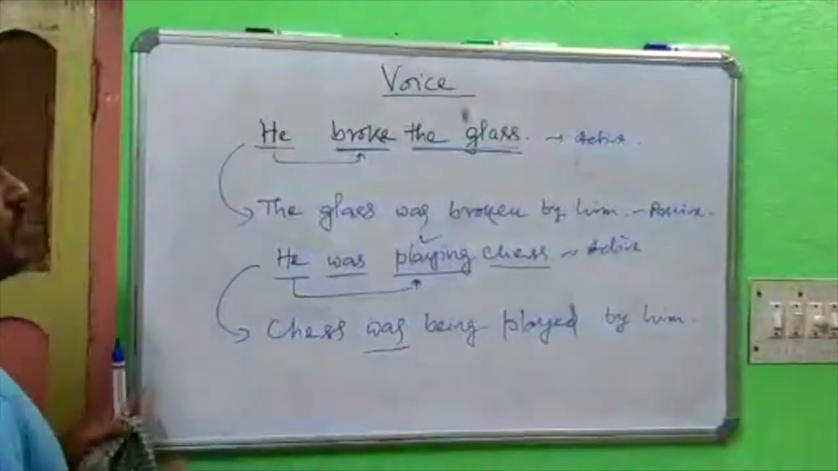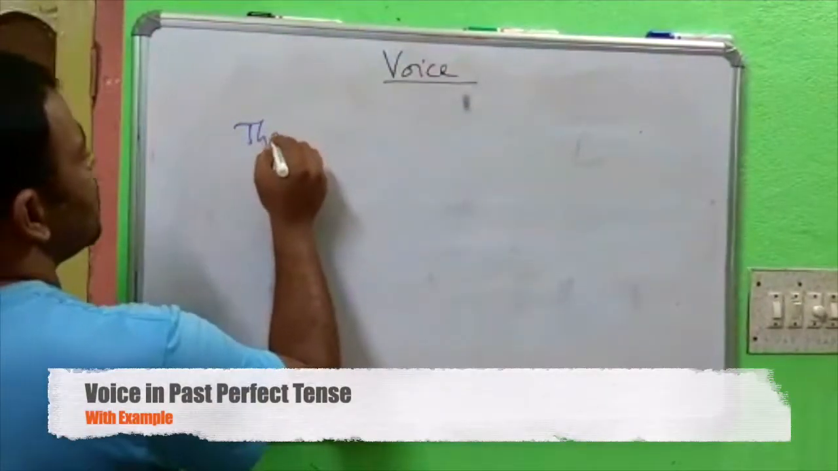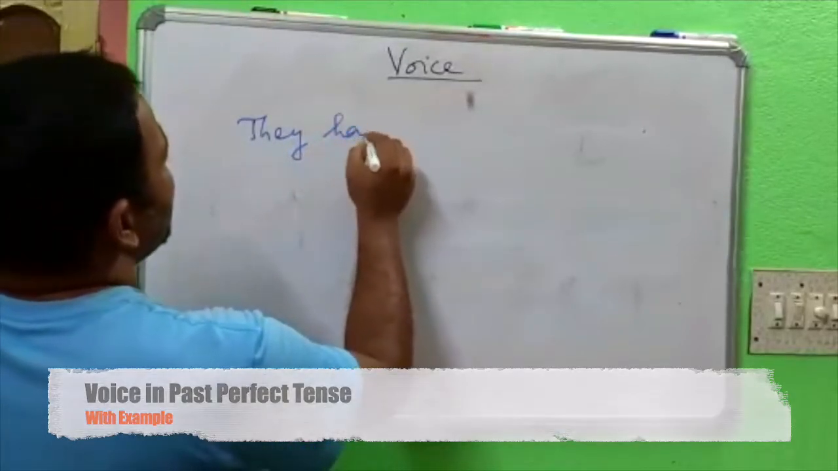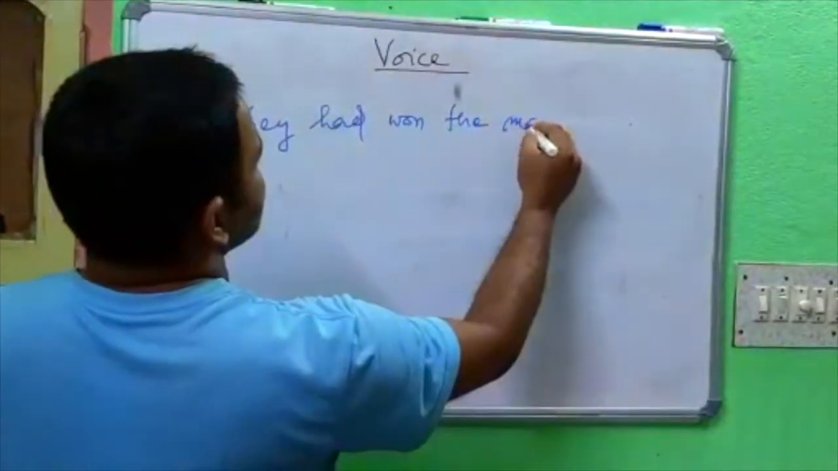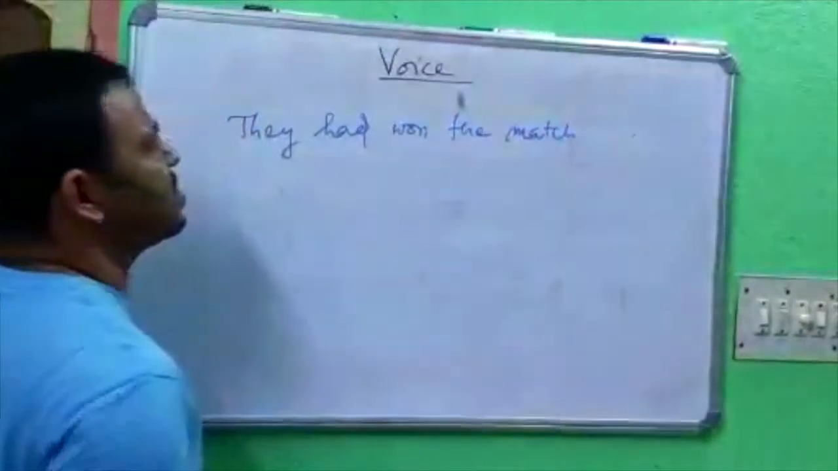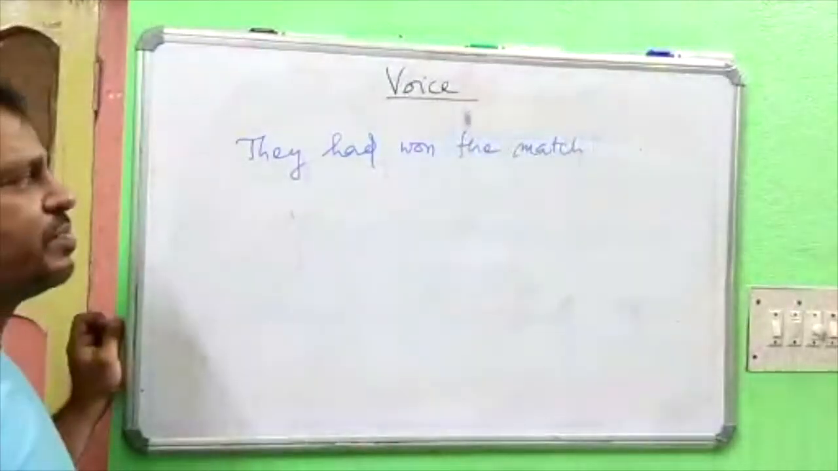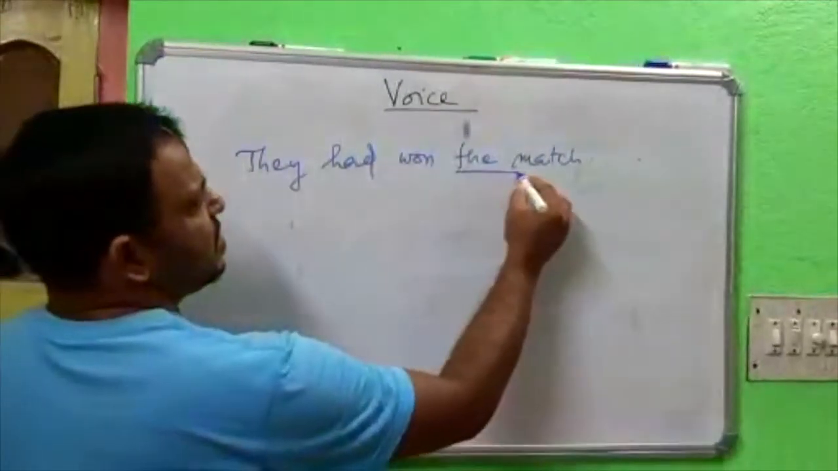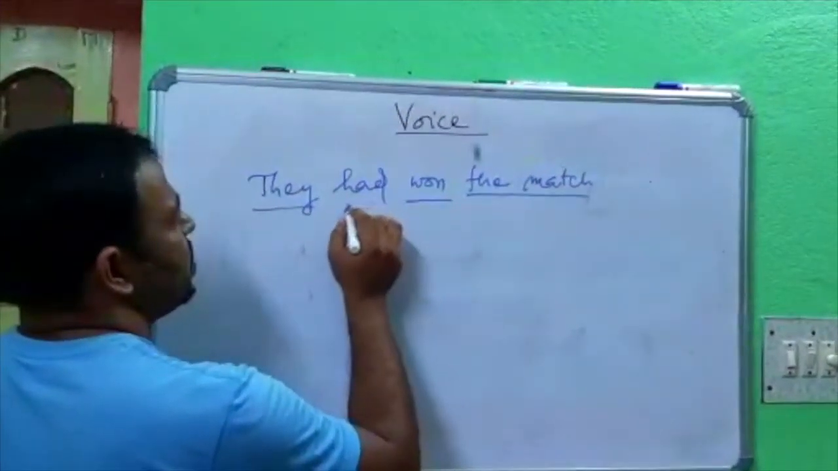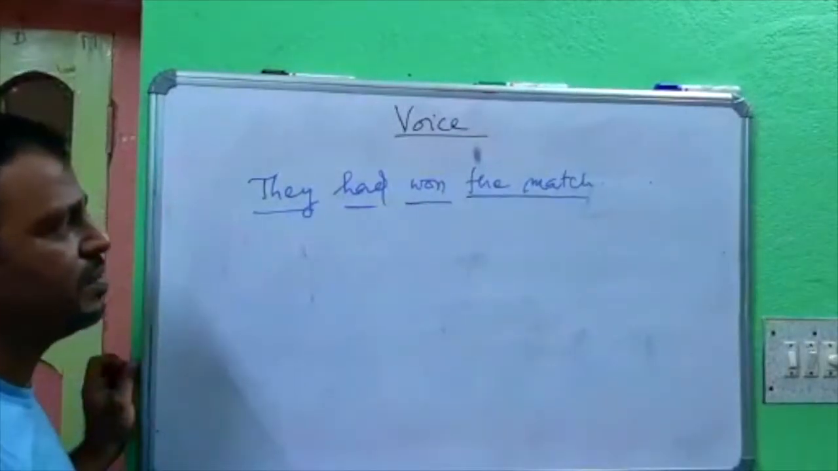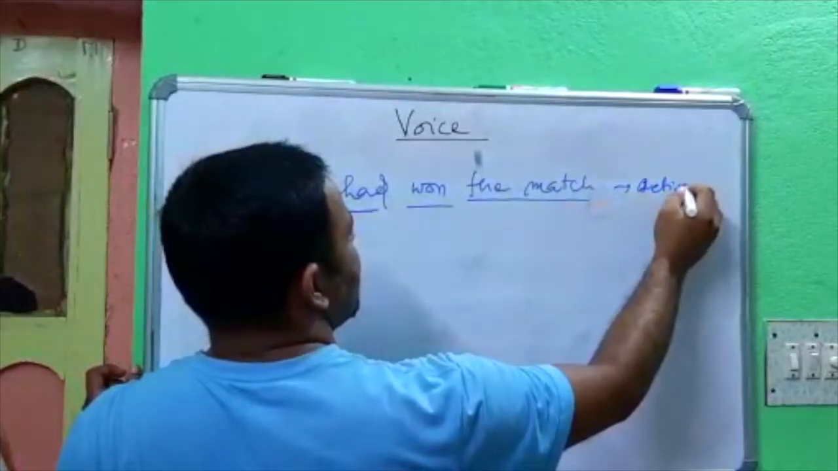Let's come to the past perfect tense. They had won the match. They had won the match. It is in past perfect tense. The object is here the match, the subject is they, and the finite verb is won with the auxiliary verb had. It is an active voice as the subject directly acts here.